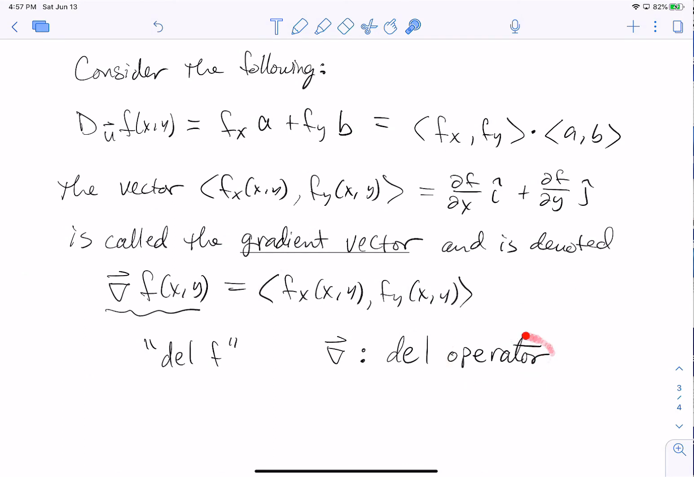What's an operator? An operator is the thing that acts on functions, right? We see that this is a del f, and it's got vector notation to let you know that the result is a vector. You've seen operators before. A derivative is an operator. An integral is an operator. They're things that act on functions.